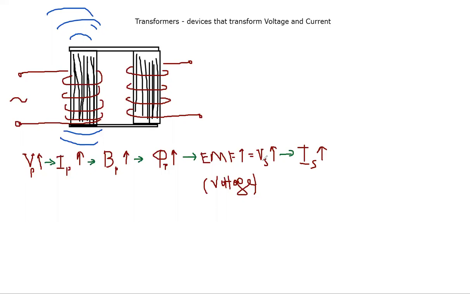However, keep in mind there will be a minus sign, right? So I'm going to put the minus sign here, minus sign here. What this means is that if voltage on the primary goes up positive, then the voltage in the secondary will go lower, like in the negative. So it will increase in the negative direction. So there's that shift there.